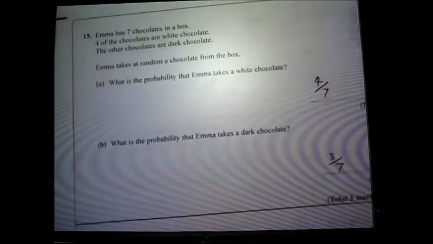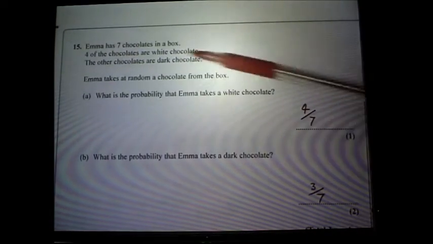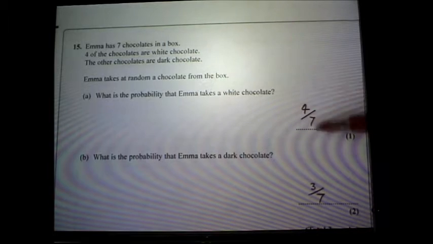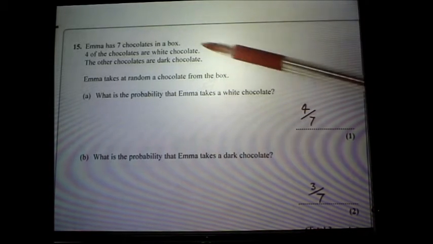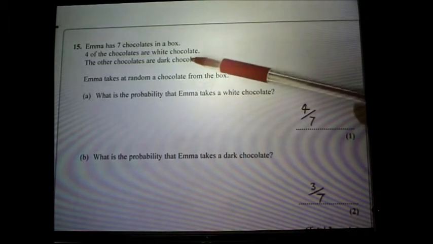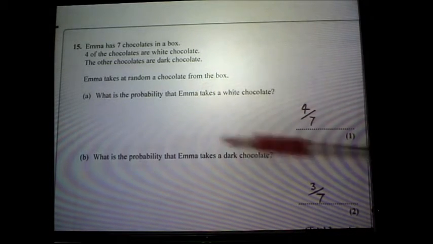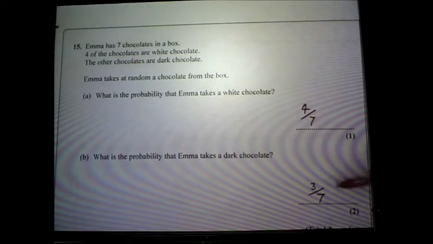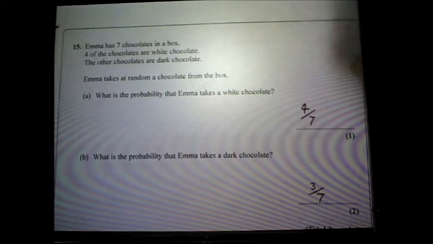Question number 15. Probability she takes a white chocolate. Well, it says there's 7 in the box. It says 4 are white, so it's 4 out of 7. If there's 7 in the box and 4 are white, that means 3 must be dark chocolate. So the probability she takes a dark chocolate is 3 out of 7.